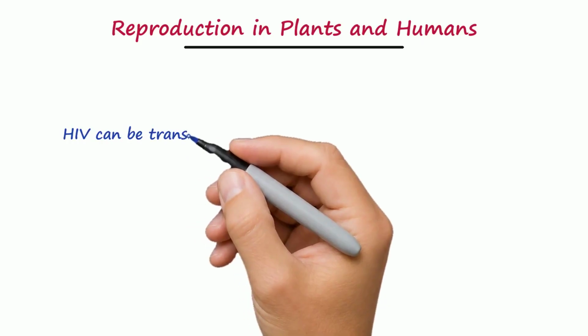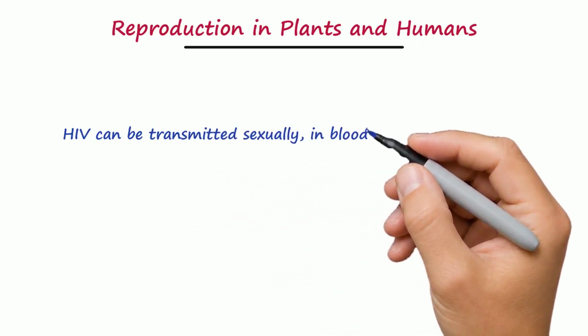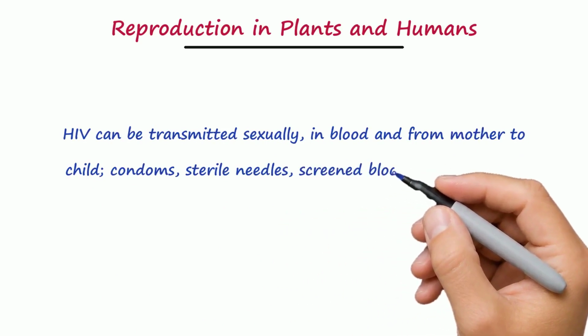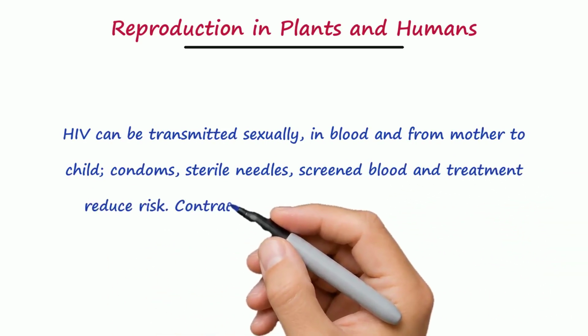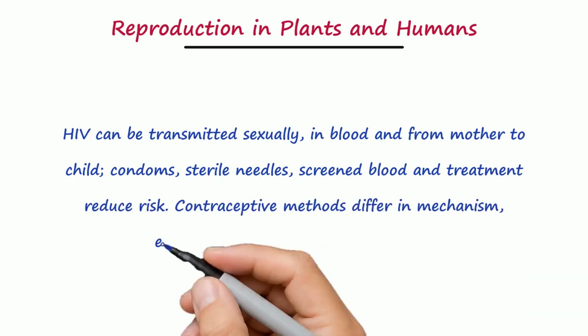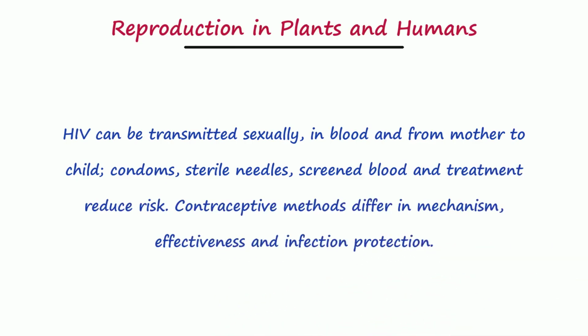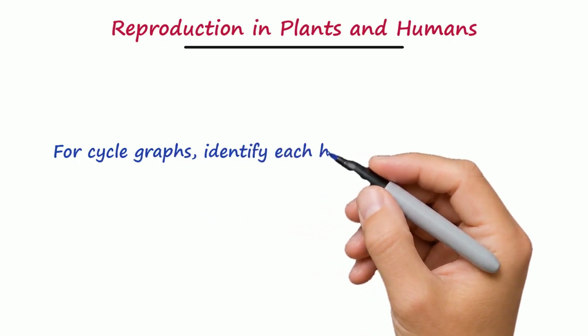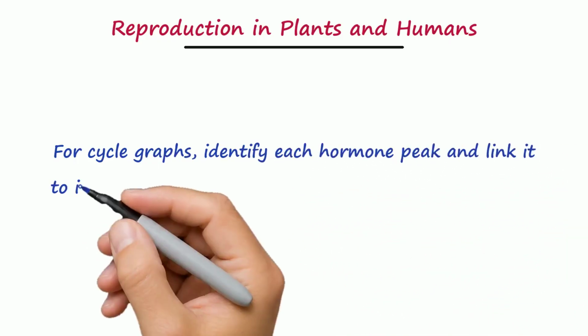HIV can be transmitted sexually, in blood, and from mother to child. Condoms, sterile needles, screened blood and treatment reduce risk. Contraceptive methods differ in mechanism, effectiveness, and infection protection. 28-day cycle graphs identify each hormone peak and link it to its target event.